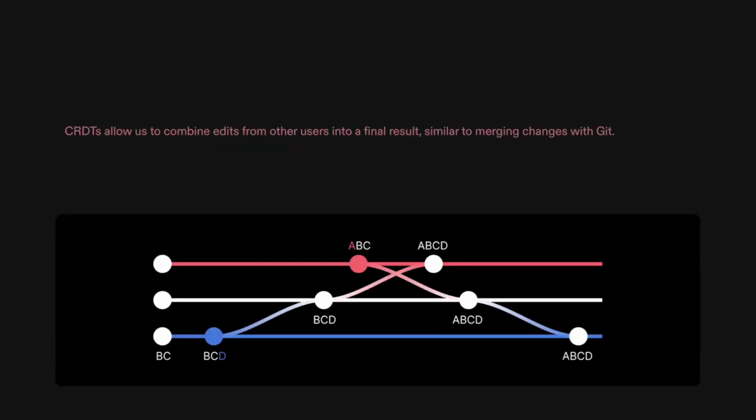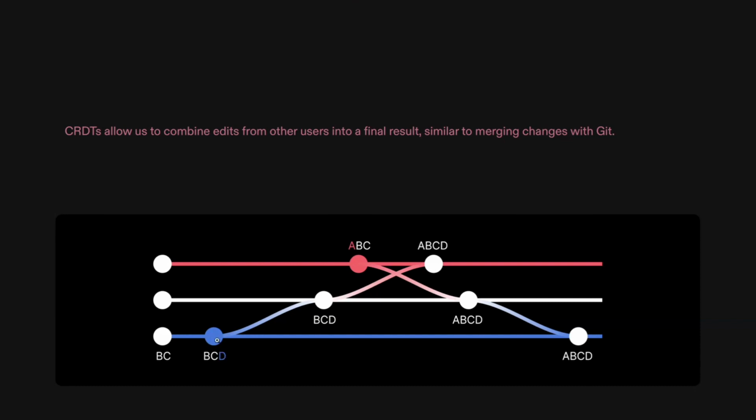Let's say we have the blue user and the red user, starting with the text BC. Can you guys see my cursor? Oh, perfect. So at this point, the blue user adds the letter D at the end. And in this example, the white is the server.